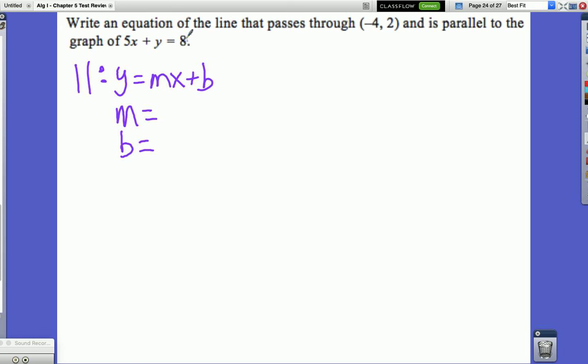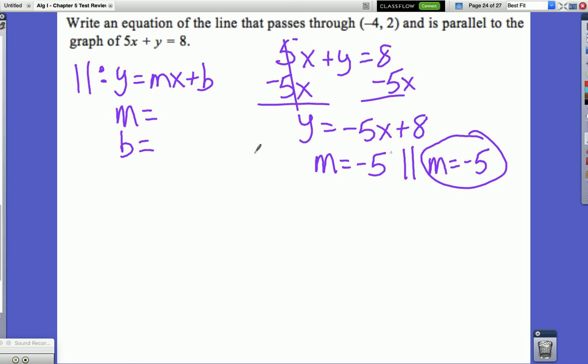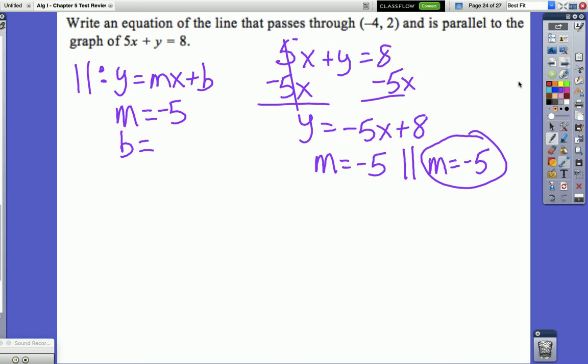We look at this equation and we do not know the slope yet because it does not say y equals. So we have to solve this for y by subtracting 5x. So now we have y equals -5x plus 8. So the slope of this given line is -5. Anything parallel to it will also have a slope of -5. So that's our slope.